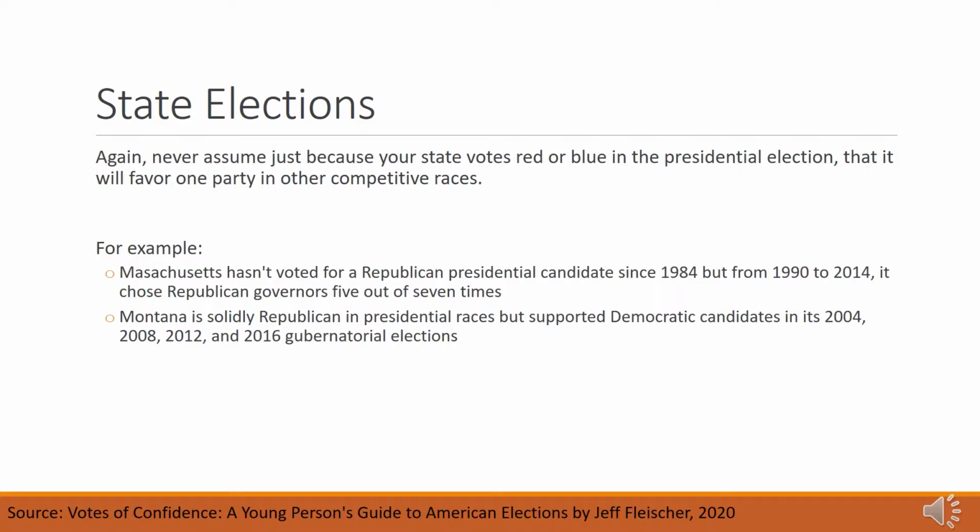Again, never assume just because your state votes red or blue in the presidential election that it will favor one party in another competitive race. For example, Massachusetts hasn't voted for a Republican presidential candidate since 1984, but from 1990 to 2014, it chose Republican governors 5 out of 7 times. Montana is solidly Republican in presidential races, but supported Democratic candidates in its 2004, 2008, 2012, and 2016 gubernatorial elections.